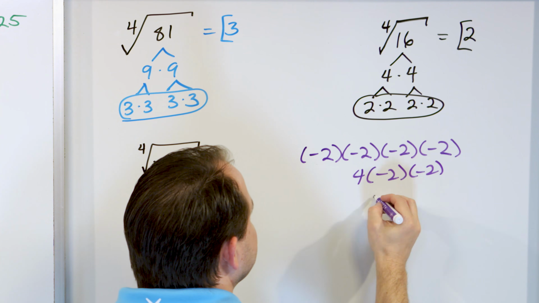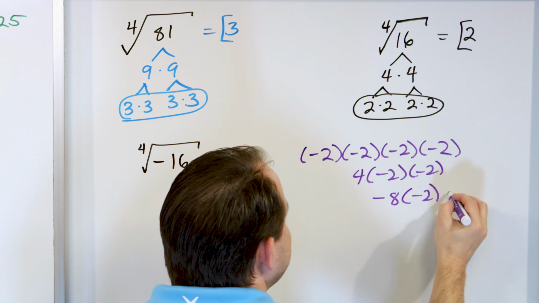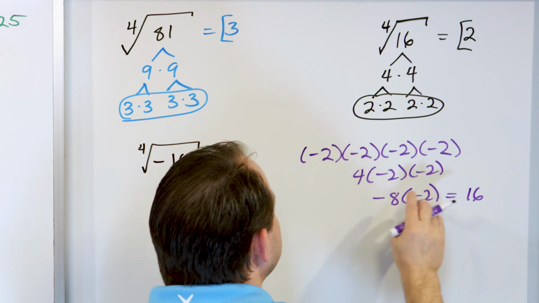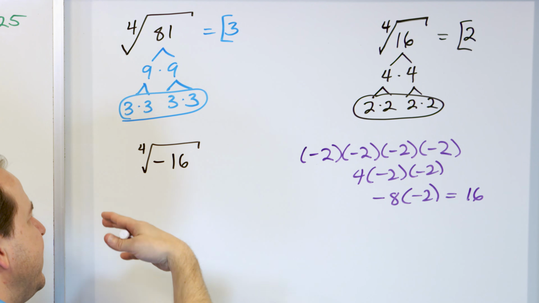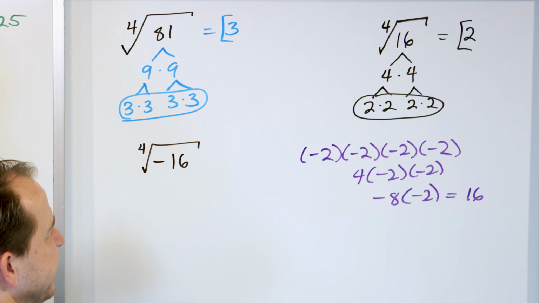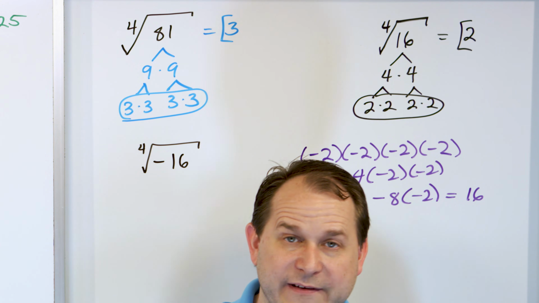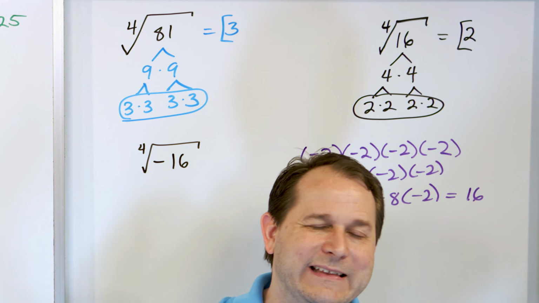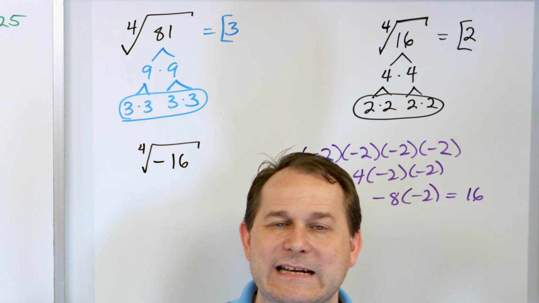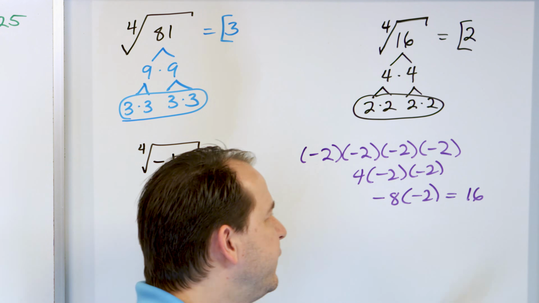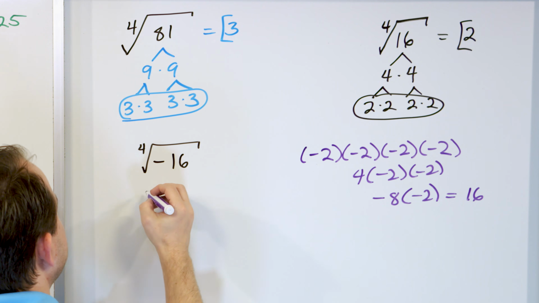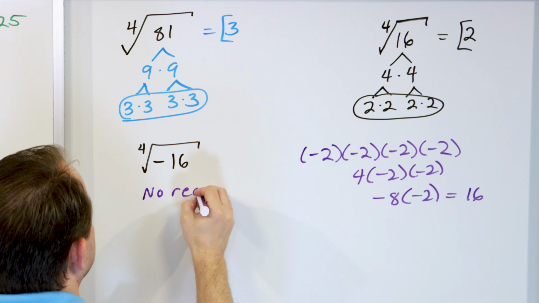But when I multiply this, it'll give me negative 8. And then the answer to this is positive 16. So there's no way that I can take the fourth root of negative 16, because even if I choose positive 2 as the answer or negative 2 as the answer, I get the same problem I get with the square roots. I can never get negative 16. So you say that this guy has no real answer, right?